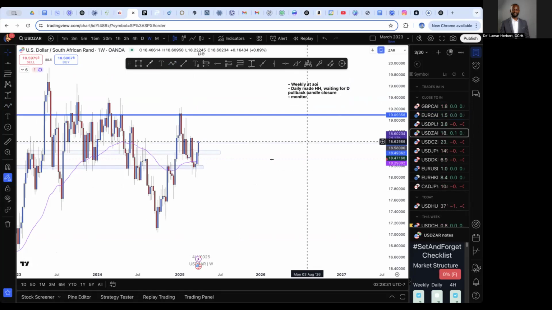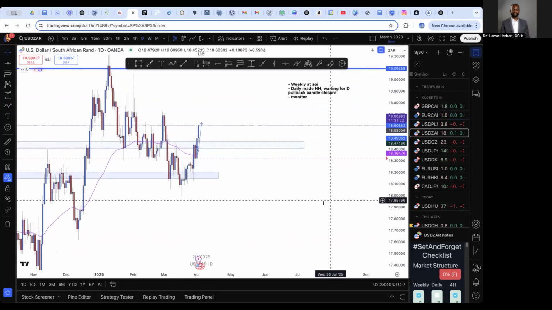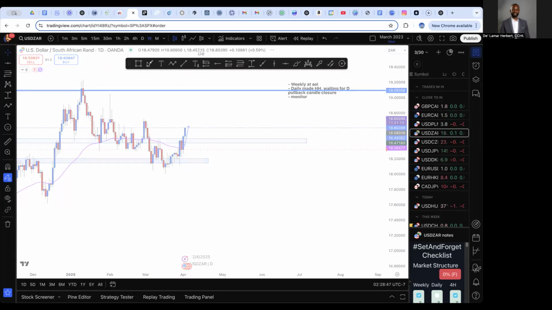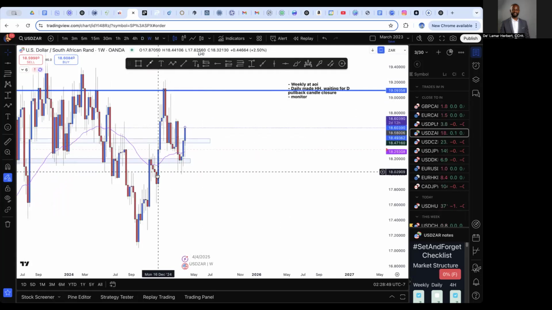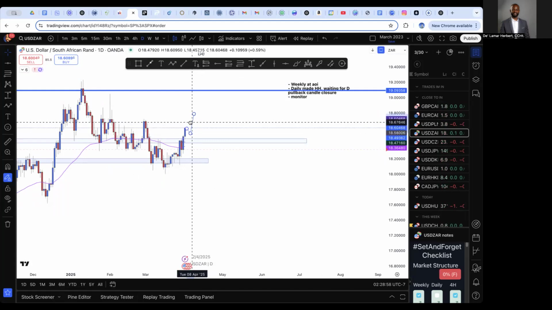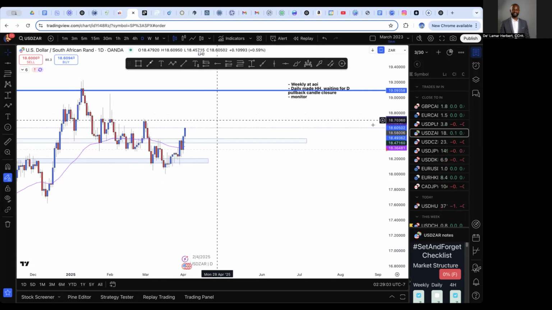Okay, USD ZAR. Daily made its higher high. Okay, but waiting for a pullback. So we have our high here. We're just waiting for this pullback to be in sync, because price is currently on weekly bullish. So just waiting for this daily pullback, and then set up to go.